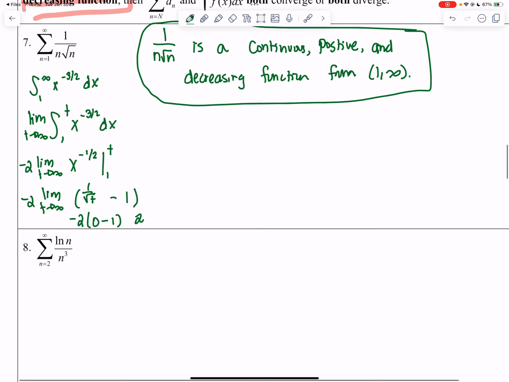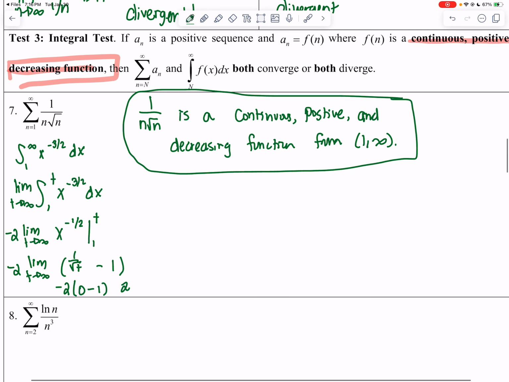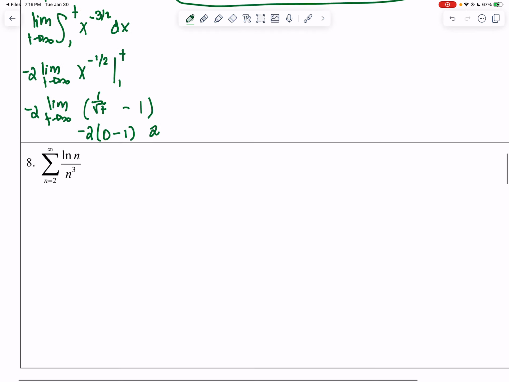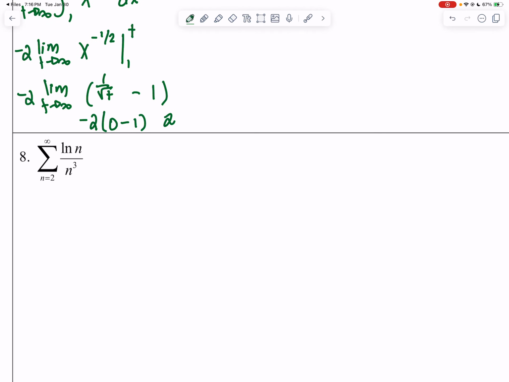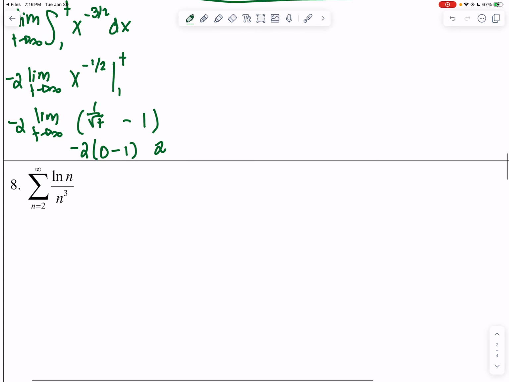Just like number 8, you need to have your little condition. We're going to pretend that we checked for conditions, aka we know that it's continuous, we know that it's positive, and we know that it's a decreasing function. Given that most likely this will be in a calculator inactive problem, you do have to do this by hand in terms of checking that it's continuous, positive, and decreasing.